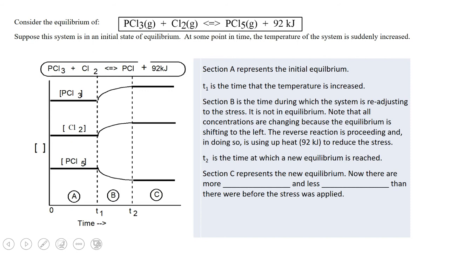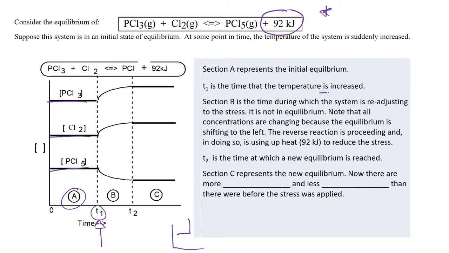Here's an example. So again, we have a system at equilibrium during time A. At time 1, T1, we've increased the temperature. Notice at time 1, nothing spikes up immediately. Nothing goes straight up or straight down because it takes time to adjust. So let's look at this example at the top. My heat is on the right-hand side, okay? That's a product, that's an exothermic reaction in the forward direction.